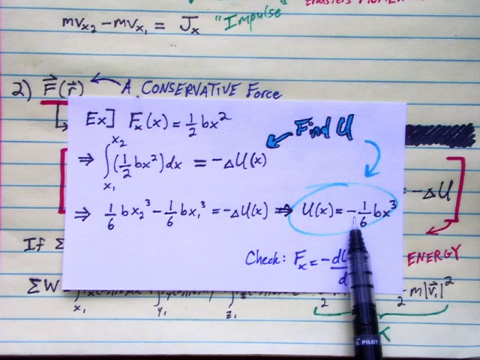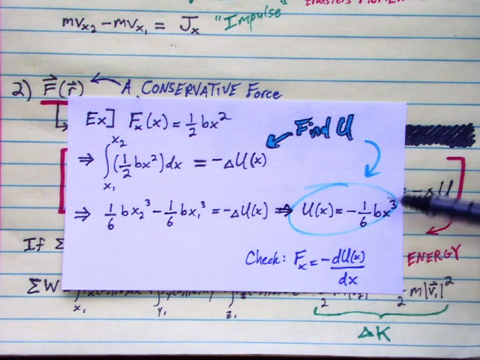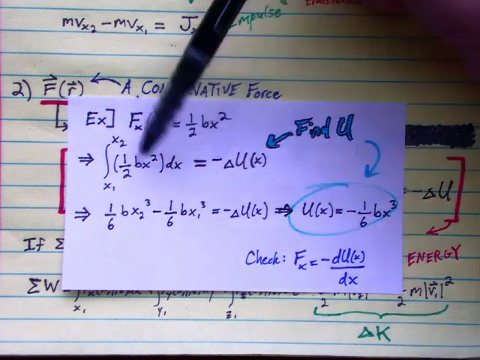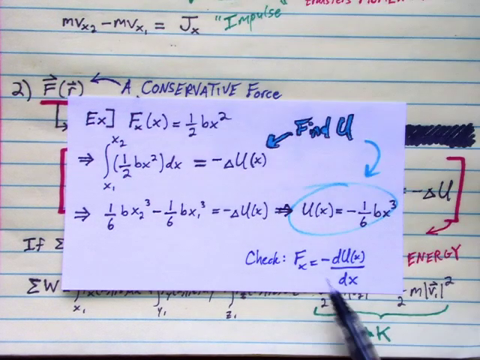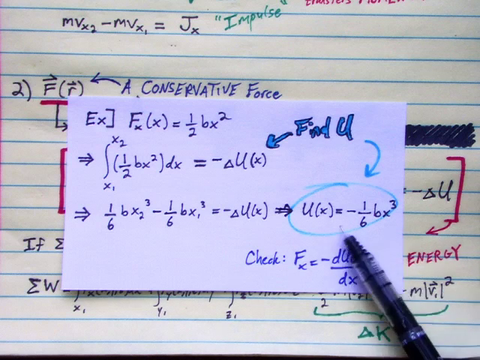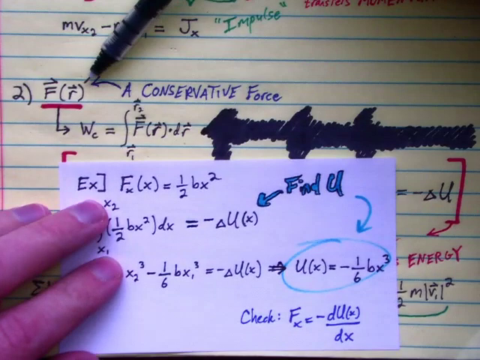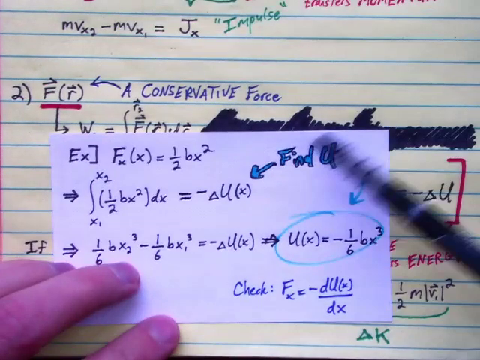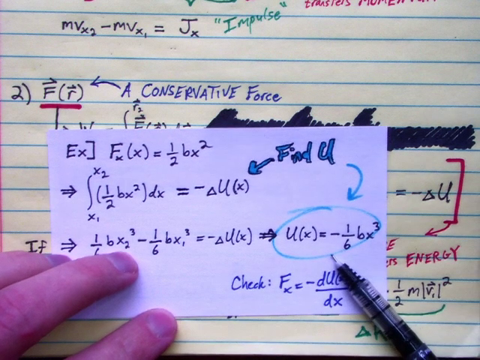Pay attention to the signs to make sure our signs work out. And you can always check that answer. Once you've integrated your force function to find the potential energy function, you can always take the opposite of the derivative of that potential energy function to make sure you recover your original conservative force. So if you're given a force that's a function of position, basically you want to find that corresponding potential energy and then use conservation of energy equations.